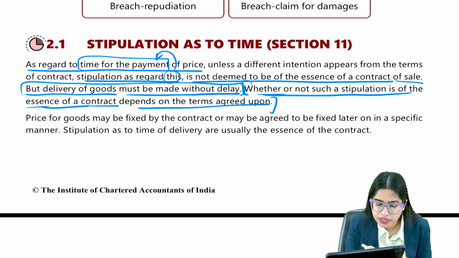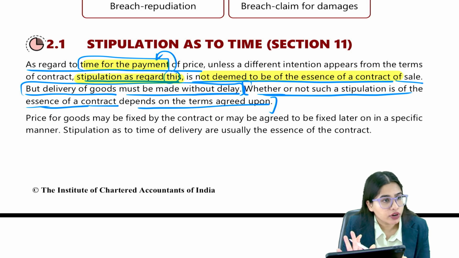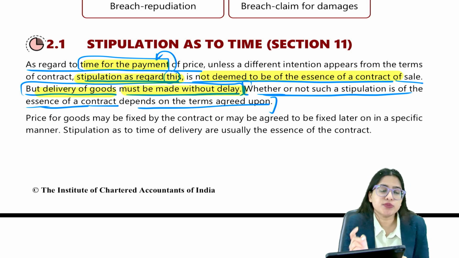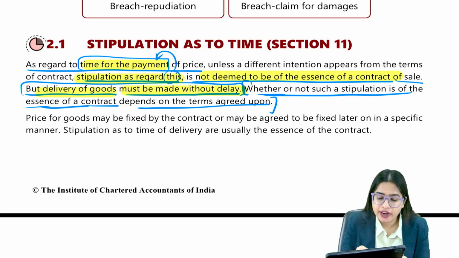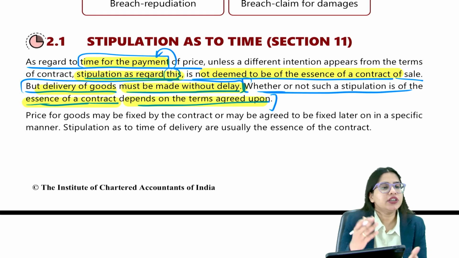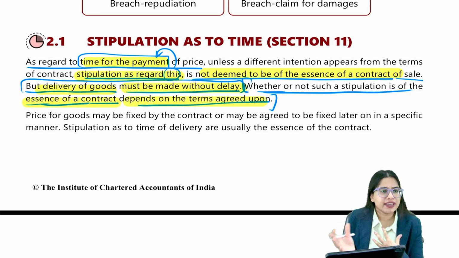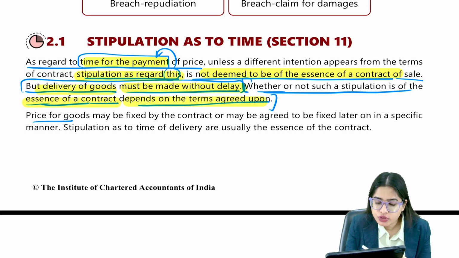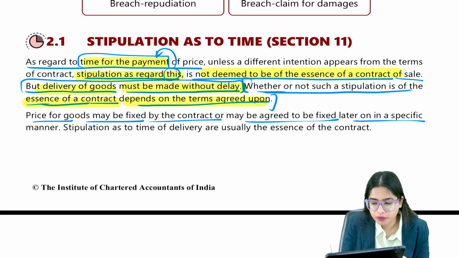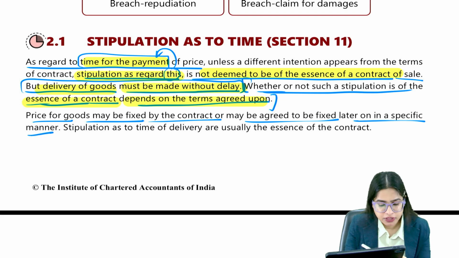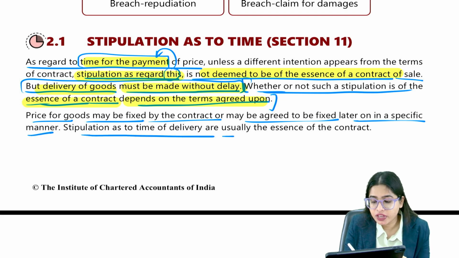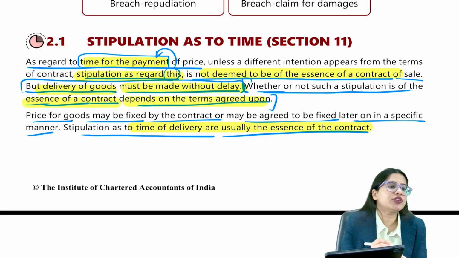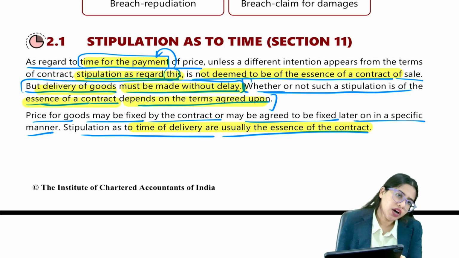Okay, so here you can say stipulation as to time of the payment is not the essence of the contract, but delivery of the goods must be made without any delay, and whether it is the essence or not depends upon the terms and conditions. So usually delivery is the essence of the contract, but price of goods may be fixed by the contract or may be agreed to be fixed later on in a specific manner. Stipulation as to time of delivery are usually, see here one point is given that time for delivery of the contract is usually the essence of the contract.